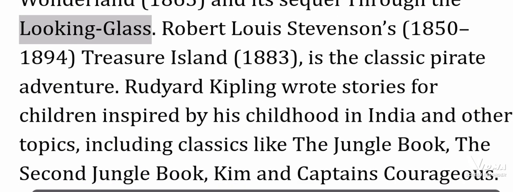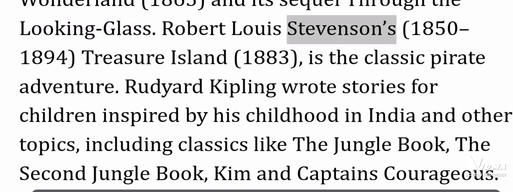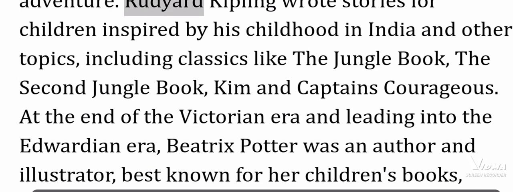the Looking Glass. Robert Louis Stevenson's, 1850 to 1894, Treasure Island, 1883, is the classic pirate adventure. Rudyard Kipling wrote stories for children inspired by his childhood in India and other topics, including classics like The Jungle Book, The Second Jungle Book, Kim and Captains Courageous.